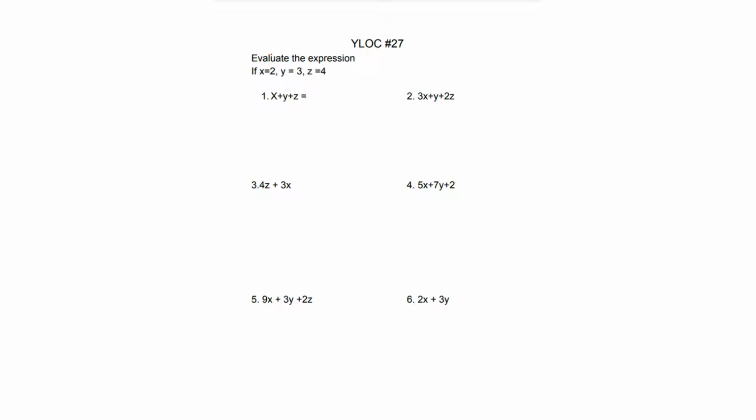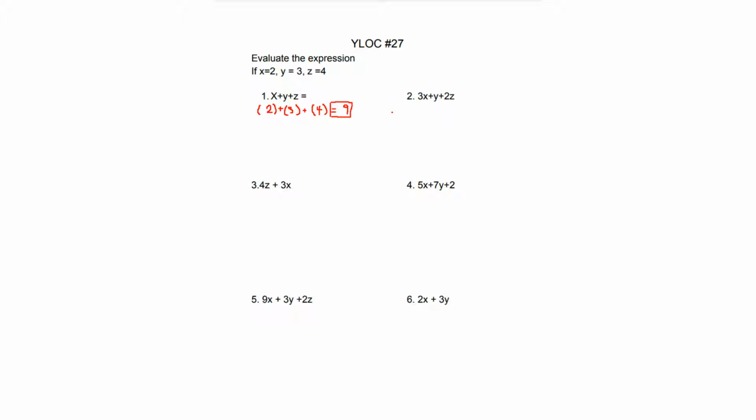For this first part, we have to evaluate the expression, and we're given x equals 2, y equals 3, and z equals 4. So for number 1, we have x plus y plus z. What we need to do is solve this by plugging in our known values of x equals 2, y equals 3, and z equals 4. So our answer is going to be 2 plus 3 plus 4. 2 plus 3 is 5. 5 plus 4 is 9. So our answer is just going to be 9.